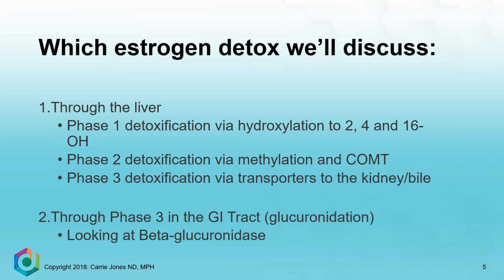Speaking of the intestines, we're going to be looking at beta-glucuronidase. How do you test for beta-glucuronidase? What does beta-glucuronidase do? And why is it a problem? Why is it helpful? And what can we do about it?